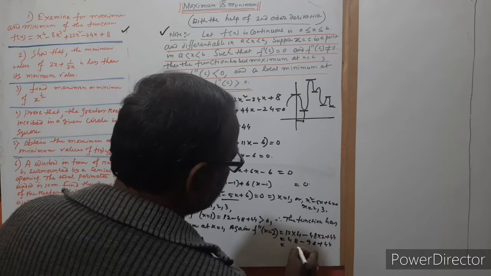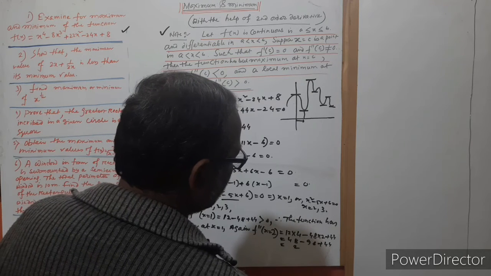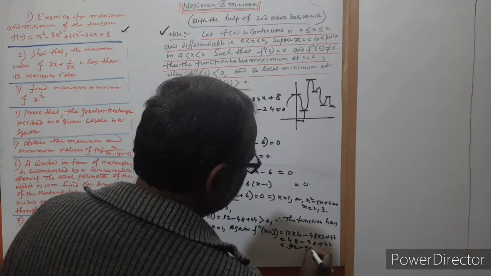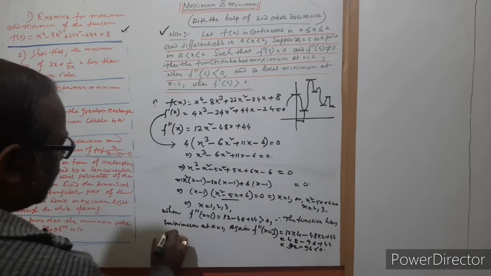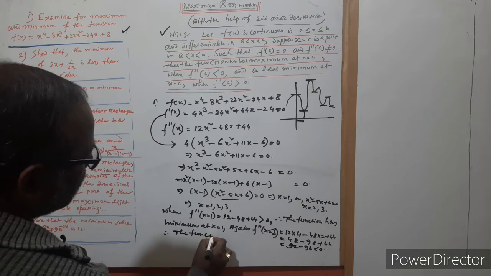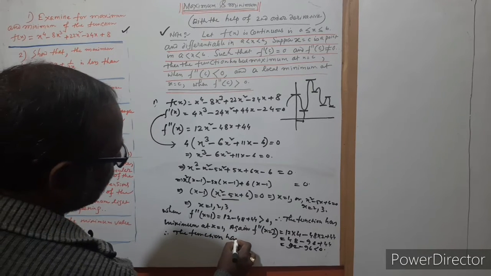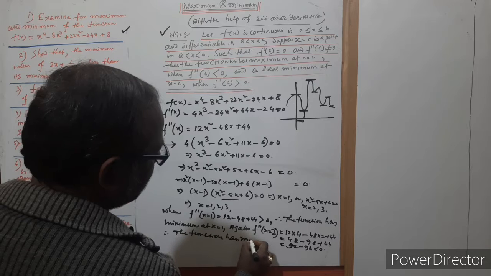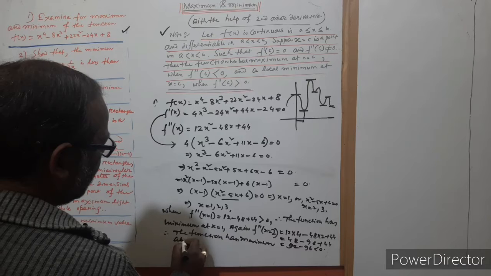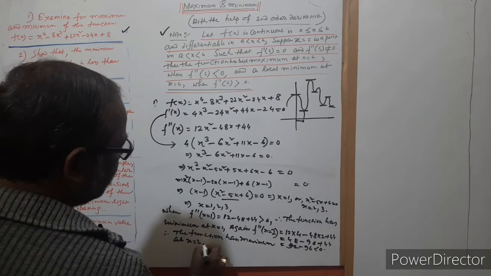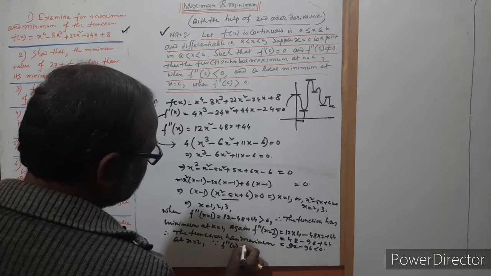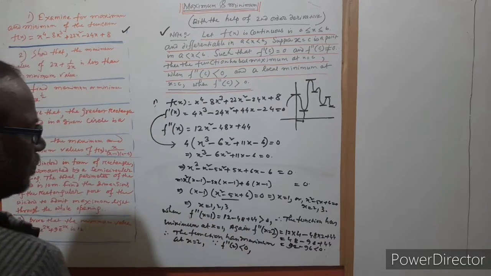That is 2 and 9 and 96. This is less than 0. Therefore, the function has maximum at x equal to 2, since f double dash 2 is less than 0.